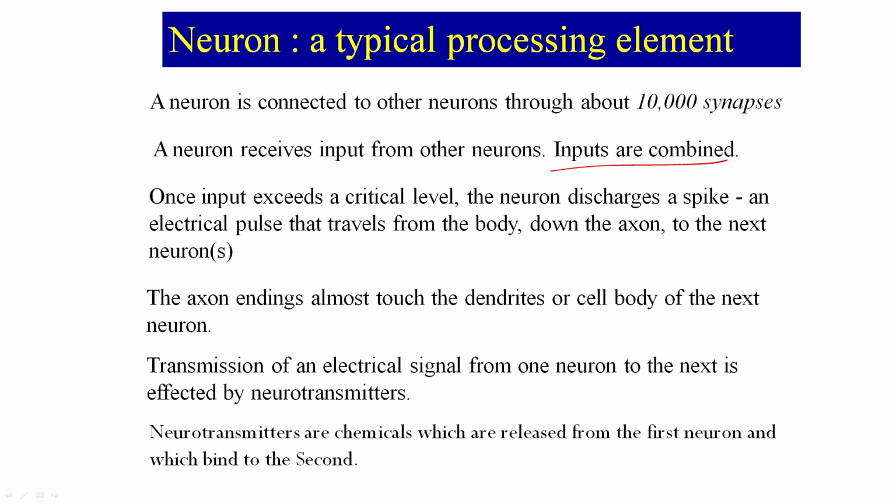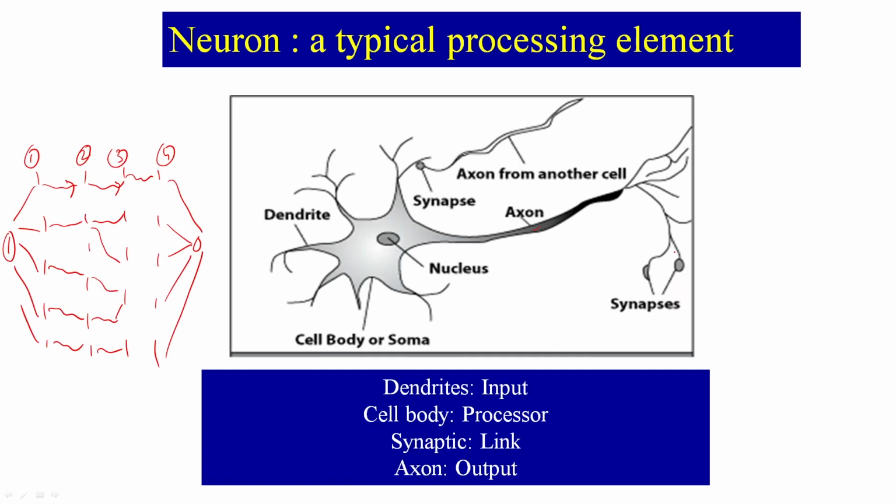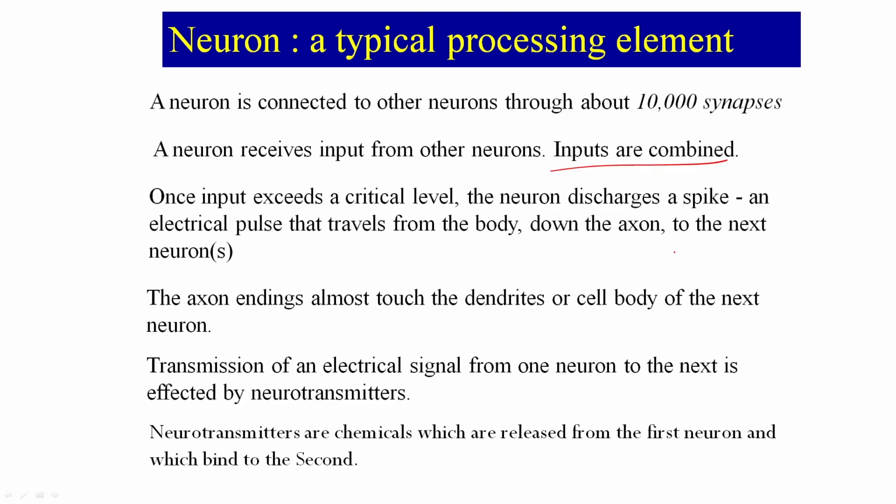Okay. So, once it exceeds a certain critical level, only then does it fire, and axon endings almost touch the dendrites or the cell body of the next neuron. It does not actually touch, it connects using a synaptic attachment. The transmission of an electrical signal from one neuron to another is affected by these synapses, which connect the axon of the neuron with the dendrites of the next neuron. What does it tell you?